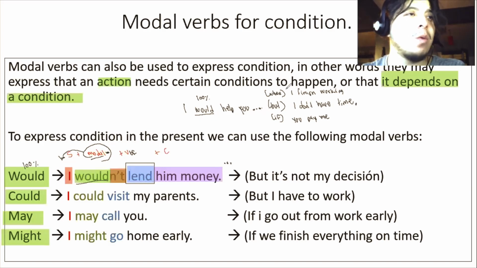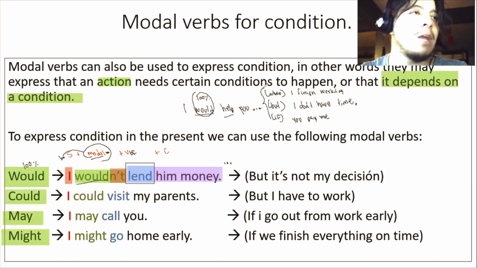I will help you when I finish working. So I will help you 100%. I promise I will help you, but not now. Maybe later. In this moment I can't. In this moment I'm working. So I will help you, but there is a condition.